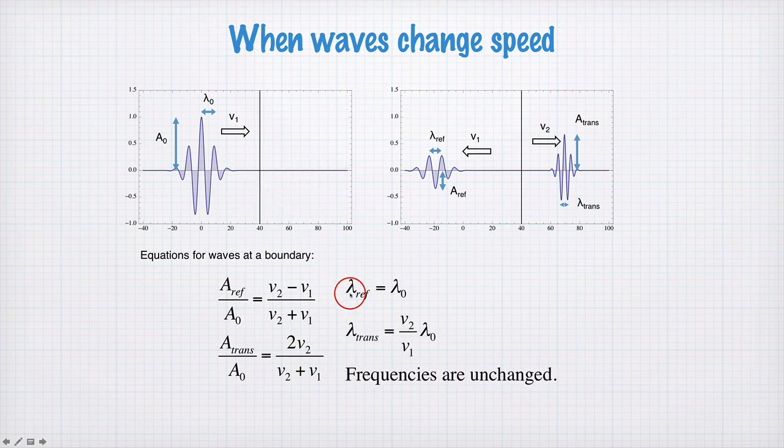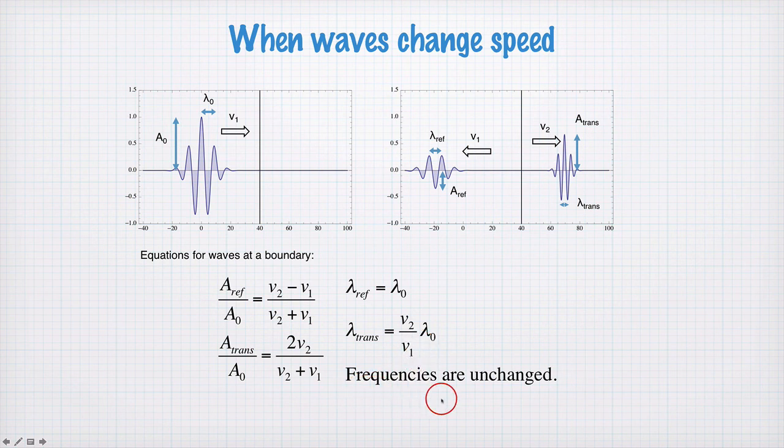For wavelengths, we have that the reflected wavelength is the same as the incident wavelength, which makes sense because it's staying in the same medium. It's staying on the same piece of string with the same linear density, or it's staying in the same gas or whatever it is, depending on the wave. The transmitted wavelength is scaled by the ratio of the velocities.